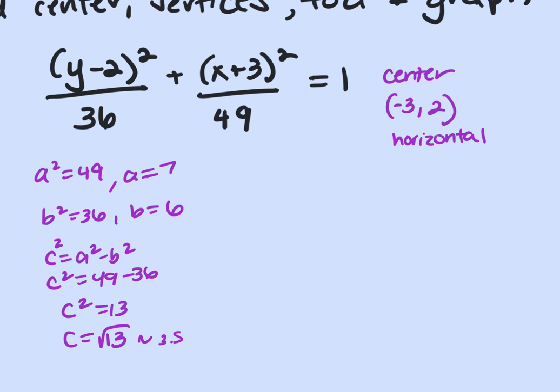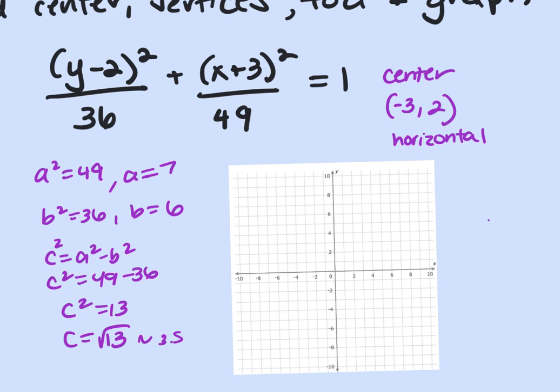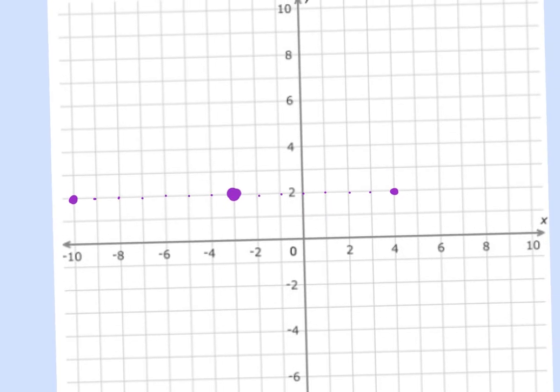And then I go to my graph, and I plot the center at -3, 2. We said it's horizontal, so we're going to go right and left the a. So I'm going to go right 7, 1, 2, 3, 4, 5, 6, 7. Left 7, 1, 2, 3, 4, 5, 6, 7. I'm going to go up and down 6 for my b. 1, 2, 3, 4, 5, 6.